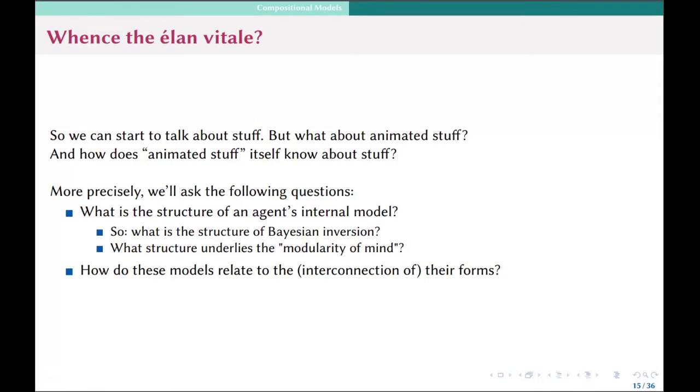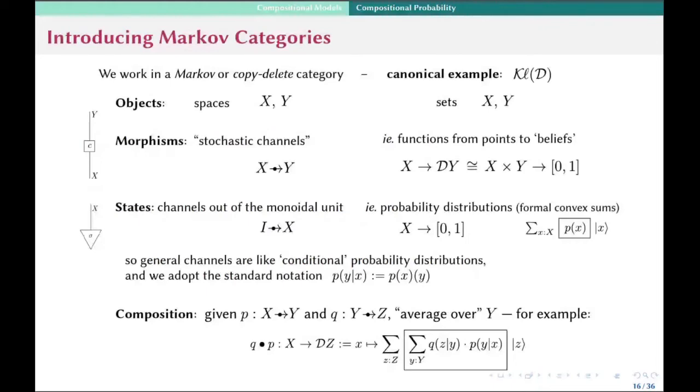You look at a thing and, inside of it, somehow, maybe it has a way of predicting the world. And what is its structure? And what makes that structure possibly modular? Like we think maybe the brain or mind seems to be modular. And how do the models that we have in these systems relate to their forms and their interconnection? Okay, and so for this, we need a bit of categorical probability theory.